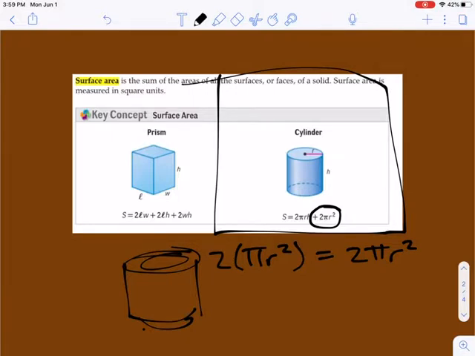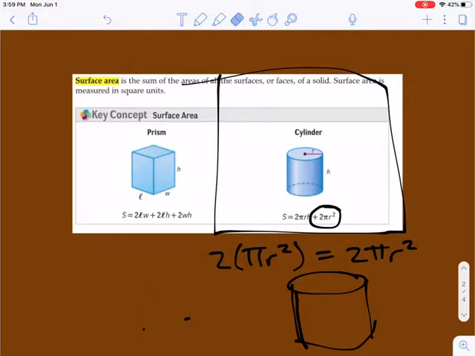Well, to do that, I want you to think about what would happen if on this cylinder, and I'll draw it again, what would happen if I cut it that way and then I rolled it out? If I rolled it out, what you're going to wind up getting is basically a big rectangle. And this side of the rectangle right here is going to be this height. So that's your h.